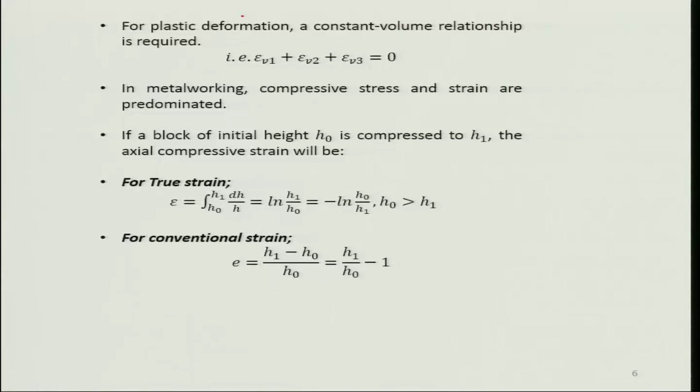One of them is that for plastic deformation there is always a constant volume relationship, which is needed. So if the strains in the axial directions 1, 2 and 3, or x, y and z axes, are represented by epsilon 1, epsilon 2 and epsilon 3, this constant volume criterion requires that if one of them is positive, the other should be negative, so that the overall volume of the bulk of the material being deformed doesn't change.